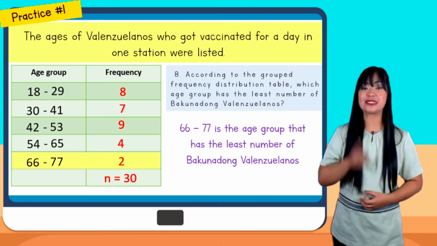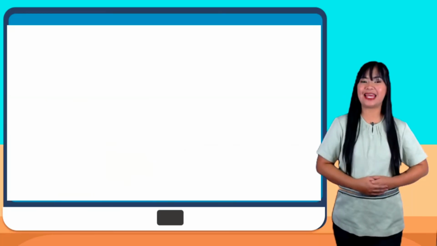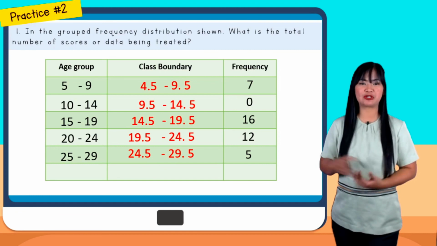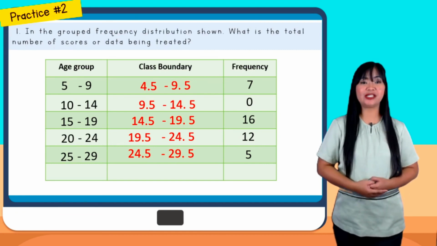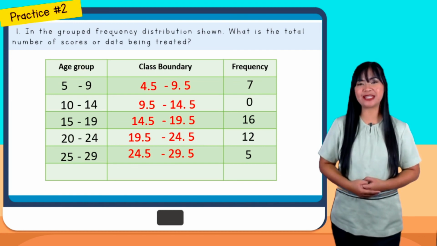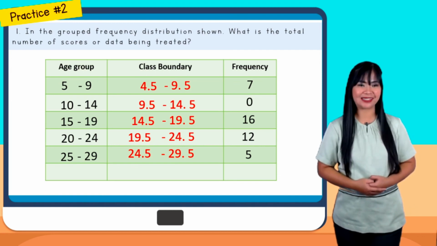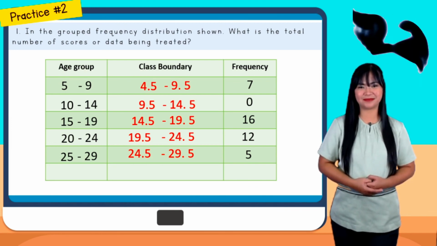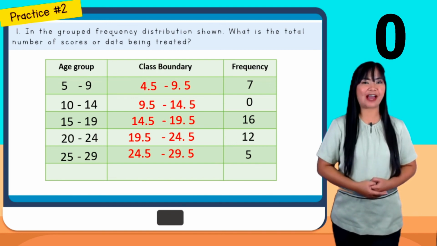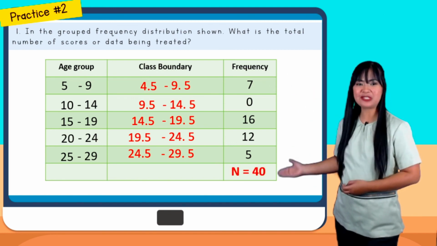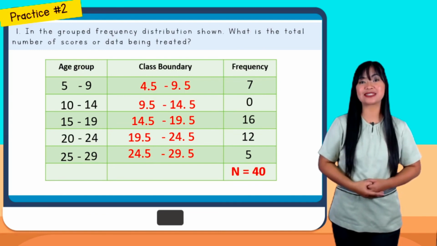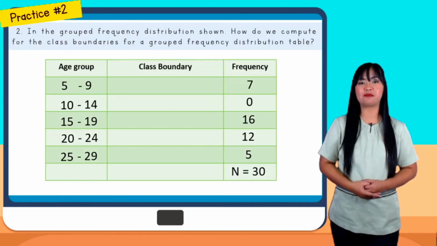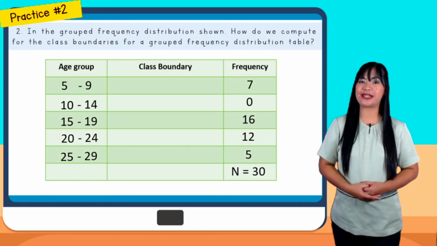Congratulations, guys! That was amazing for a practice. Let us have the second set. Now, given this group frequency distribution table, what is the total number of scores or data being treated? We are looking for N. You have 5 seconds. Time's up. All you have to do is to add all the frequencies. Then, N equals 40.